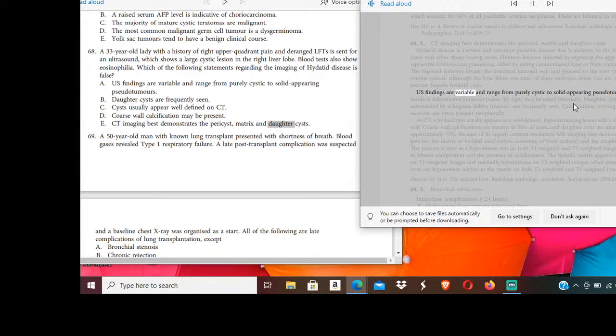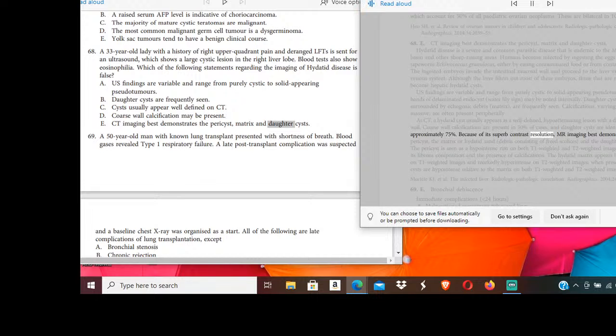U.S. findings are variable and range from purely cystic to solid-appearing pseudotumors. Wavy bands of delaminated endocyst, the water lily sign, may be noted internally. Daughter cysts, sometimes surrounded by echogenic debris matrix, are frequently seen. Calcifications, varying from tiny to massive, are often present peripherally. At CT, a hydatid cyst usually appears as a well-defined, hypoattenuating lesion with a distinguishable wall. Coarse wall calcifications are present in 50% of cases, and daughter cysts are identified in approximately 75%.